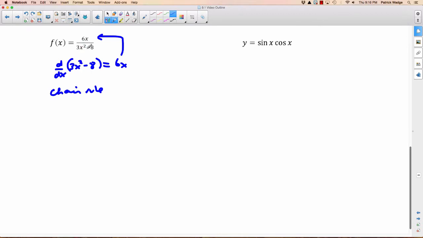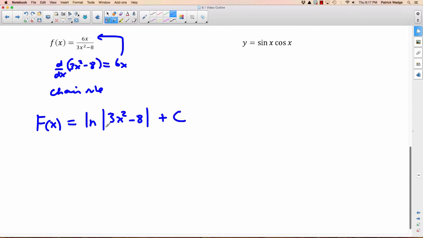So what would make this 3x squared minus 8 end up in the denominator? Well, something ends up in the denominator when we take the natural logarithm of it. So let's try this out. What if we did the natural logarithm of 3x squared minus 8? Would this work? Well, if I go the opposite direction, and just so I don't forget, I'll put plus C in here.